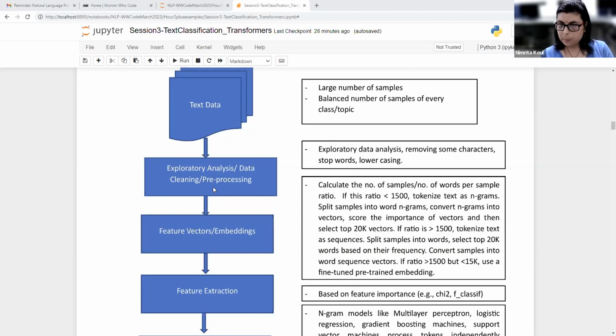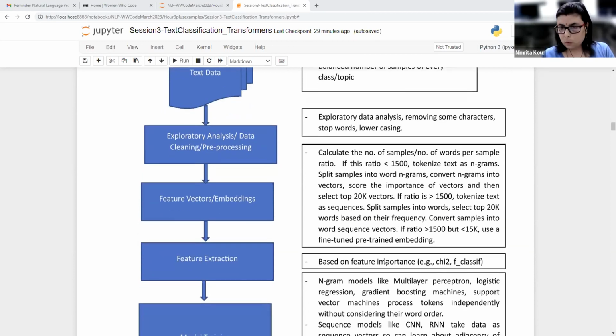If the ratio of the number of samples to the number of words per sample is above 1500, we then use sequences. We convert the input sentences into sequences of vectors. And then when we have done the conversion into numeric vector forms, we select, let's say, the top 20K vectors for training our ML model. This is not a hard and fast rule, but this is the generally accepted rule of thumb in NLP projects. So once we figure out what kind of embedding to use, whether we have to go with an n-gram model or a sequence model, we begin with finalizing our features or selecting or extracting our features.